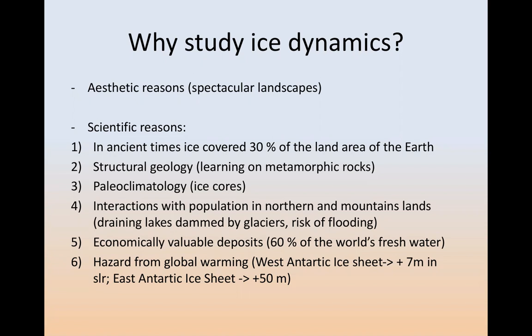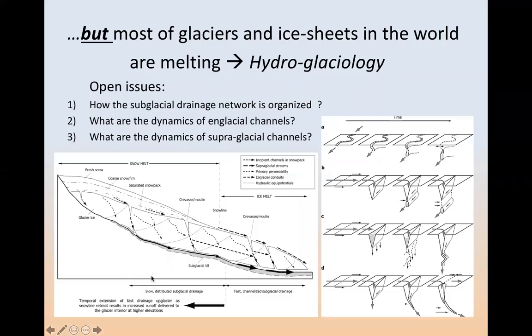In fact, most glaciers and ice sheets in the world are melting. This calls for a new discipline called hydroglaciology, the interaction between glaciology and liquid water, which has some open issues: how the subglacial drainage network is organized, and what the dynamics of the englacial, supraglacial or subglacial channels are. This is important for the hydrology of the glacier during the melting of the glacier itself.